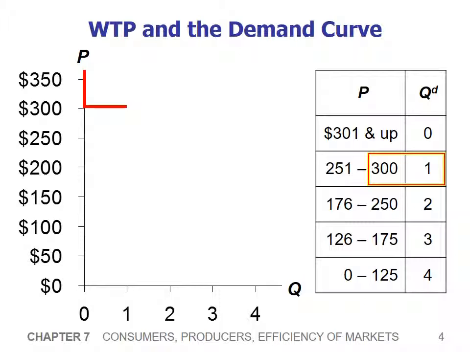As the price falls further, let's say that the price falls below 250 but stays above 175, then we will have the second buyer, Anthony. When the price falls to 175, we will have the third buyer, Chad, who is willing to pay 175. And when the price drops to 125 or below, we will have John also enter the market. John was willing to pay only 125, so he'll buy the iPod if the price is 125 or lower.